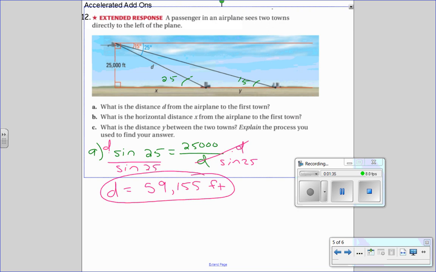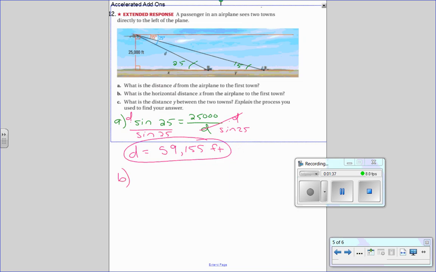Part B. What is the horizontal distance x from the airplane to the first town? So they already have x labeled. That's an adjacent angle to the 25. So how about we use tangent? Tangent of 25 would be opposite over adjacent. So I have that variable in the denominator yet again, but that's fine. We know how to do that.